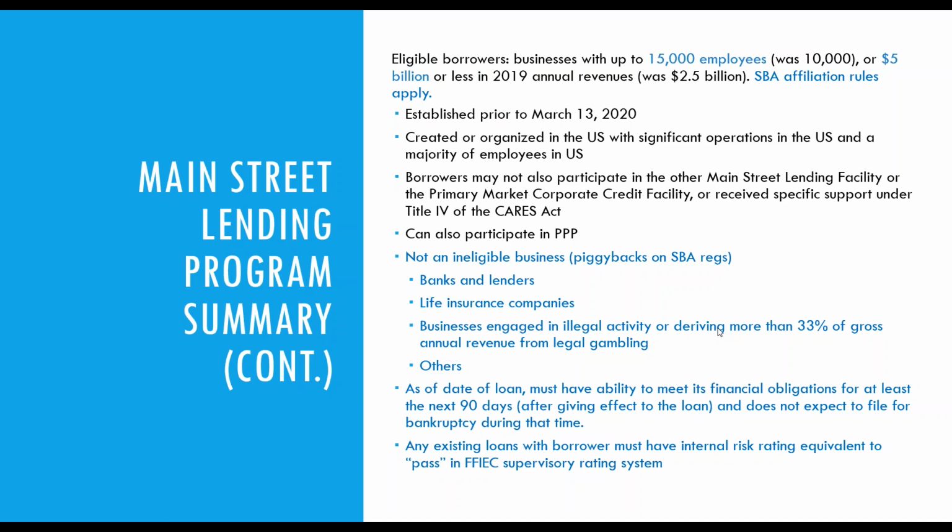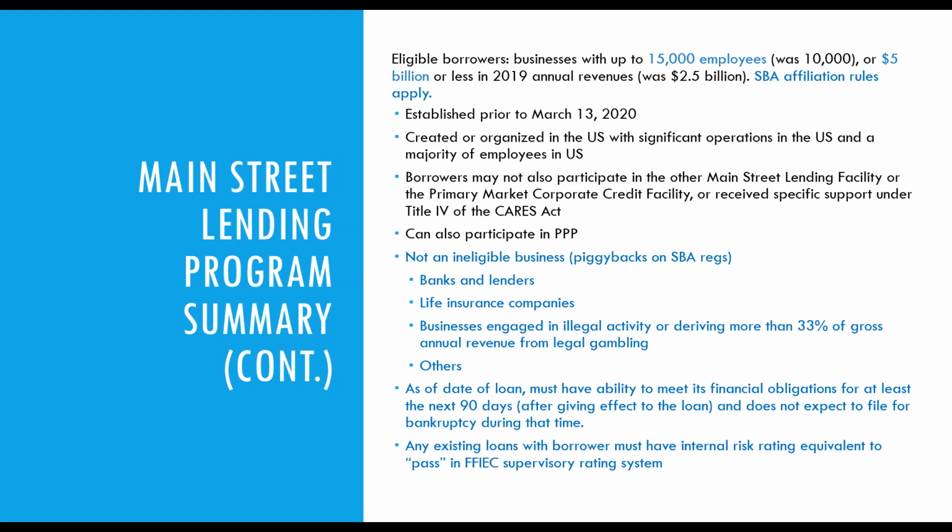It's interesting, they say it expanded. You see in the press that this Main Street lending program was expanded. Well, it was expanded in the sense that now businesses that have up to 15,000 employees or less than, well, this should say $5 billion in annual revenue, can take advantage of the facility. So that's a significant change. There's instances where the holding company is going to have a lot of employees globally, and those employees will have to be counted.